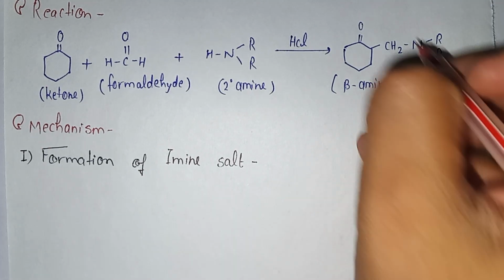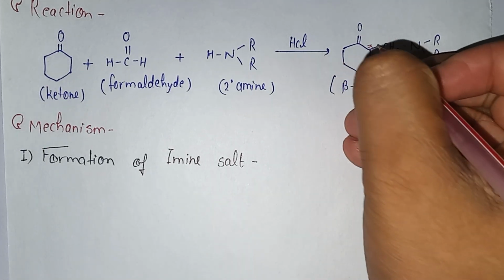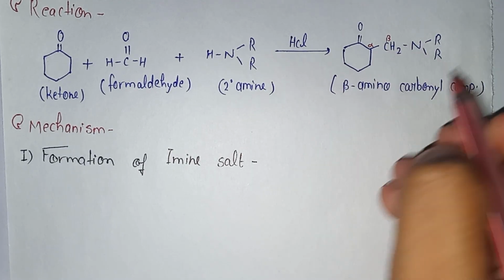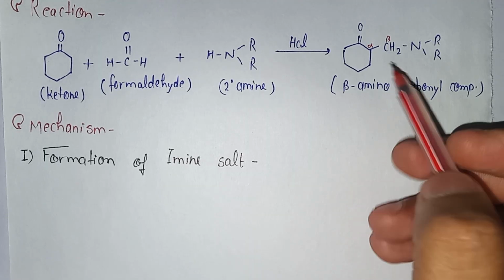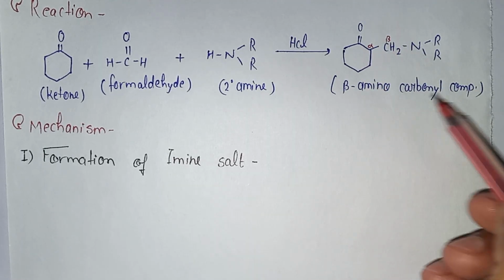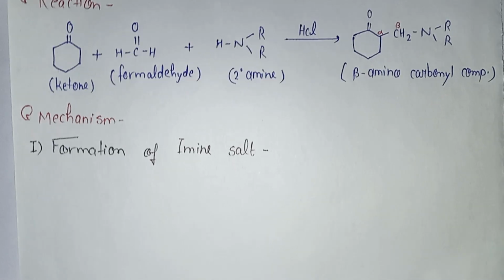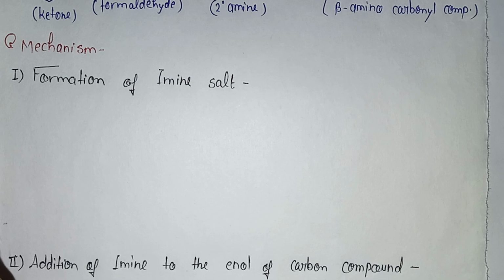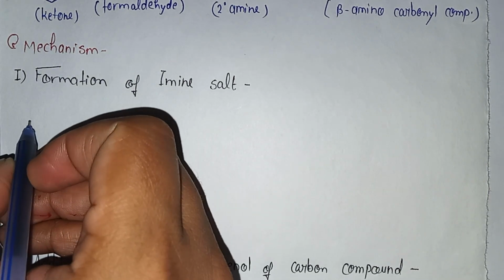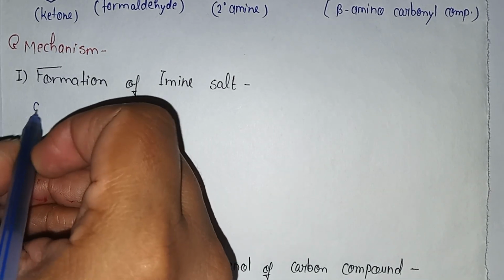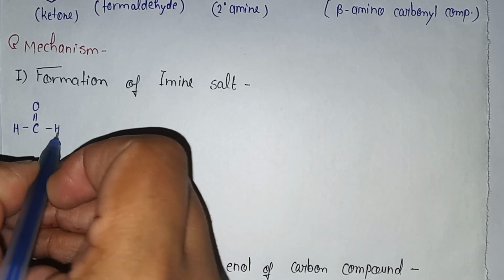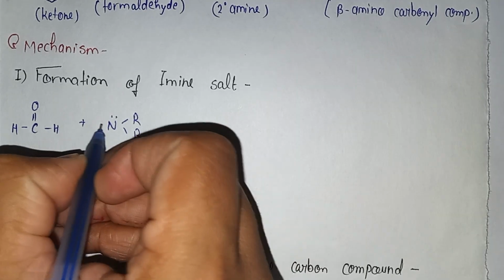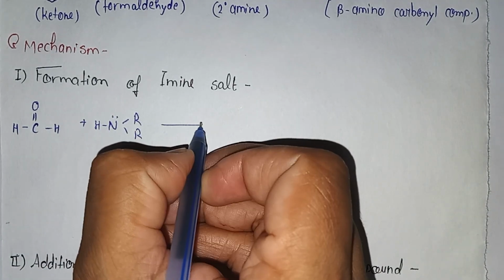So this is the alpha position and this is the beta position, and the amine group is attached to this beta position, so it is a beta amino carbonyl compound. In the mechanism, the first step is formation of the iminium salt. First we use formaldehyde, and this formaldehyde reacts with the secondary amine.